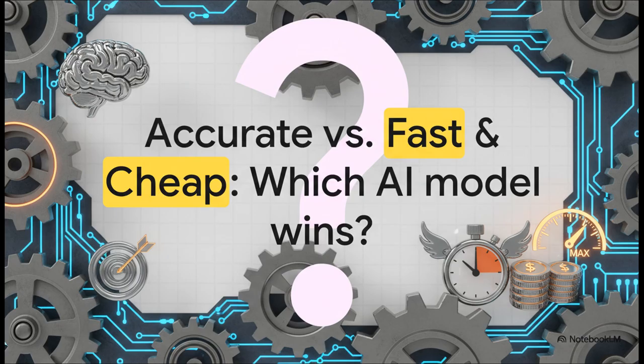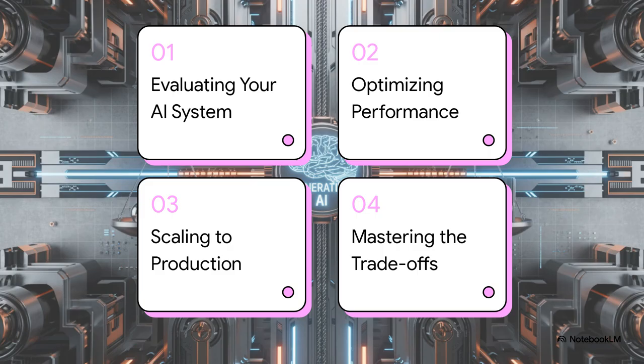The thing is, there's no single right answer, because in the world of production AI, every single decision is a trade-off. Okay, so let's dive in. Here's the game plan for running what I like to call the AI Architect's Gauntlet. First, we'll cover how you even measure your system. Then, we'll talk about optimizing it. After that, we'll scale it for the real world. And finally, we'll get into mastering the art of the trade-off.